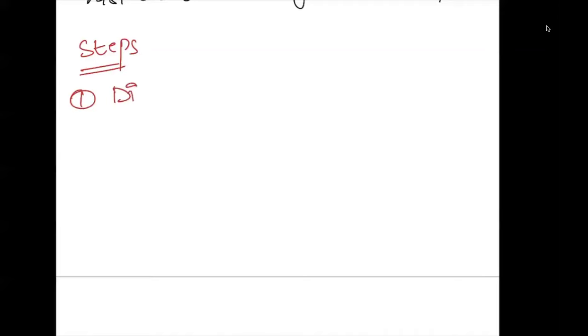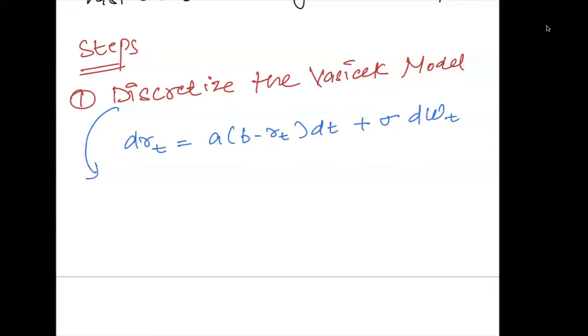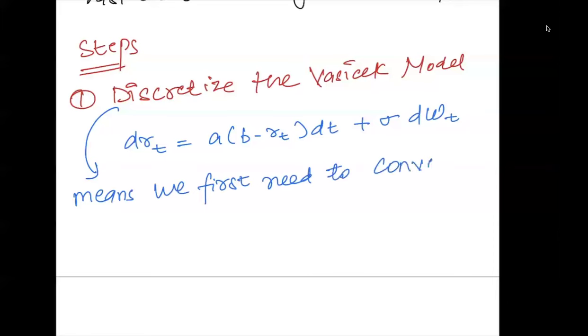So the first step is to discretize the Vasicek model. What is the normal equation of Vasicek? dr_t is equal to a times (b minus r_t) dt plus sigma dW_t, right? This is the equation of the Vasicek interest rate model. When I say discretize, it means we first need to convert the continuous time model into a discrete time approximation.